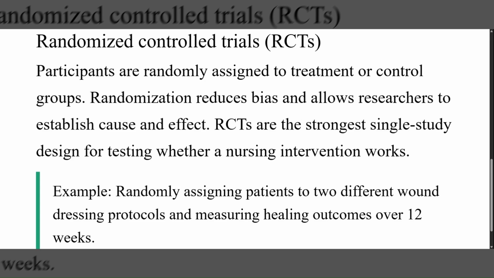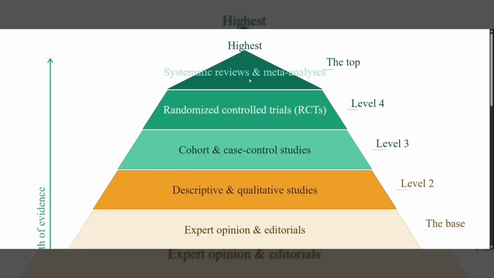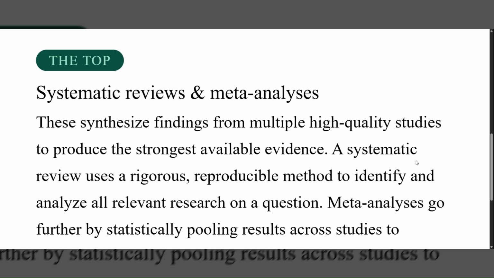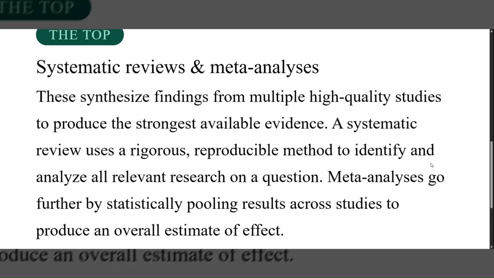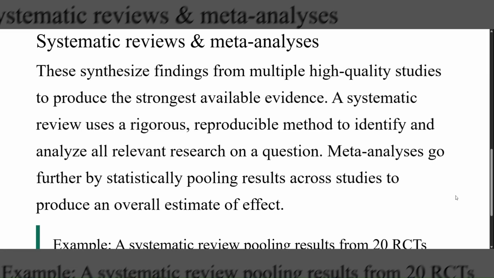At the very top of the pyramid are systematic reviews and meta-analyses. These synthesize findings from multiple high-quality studies to produce the strongest available evidence. A systematic review uses a rigorous, reproducible method to identify and analyze all relevant research on a question. Meta-analyses go further by statistically pooling results across studies to produce an overall estimate of effect.